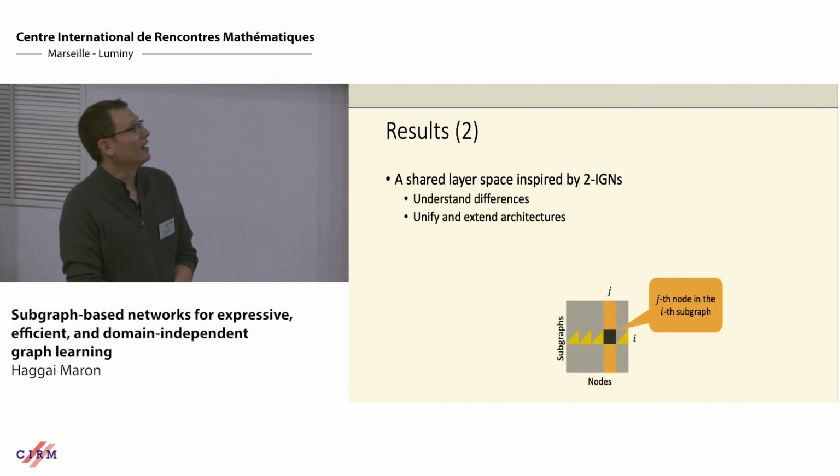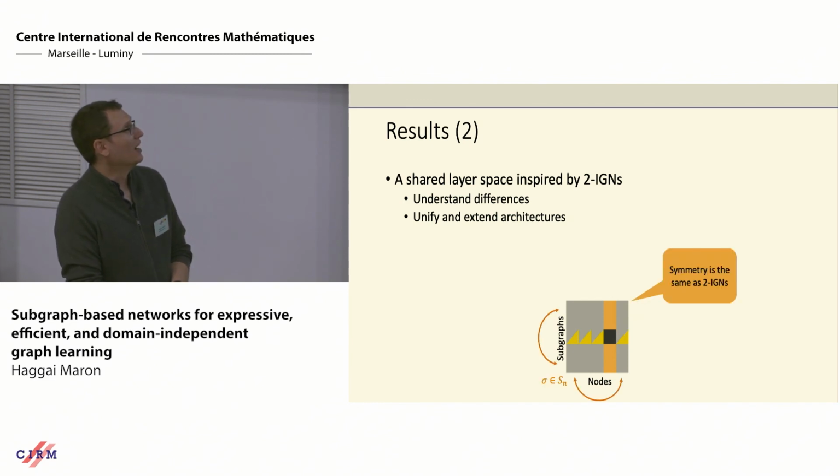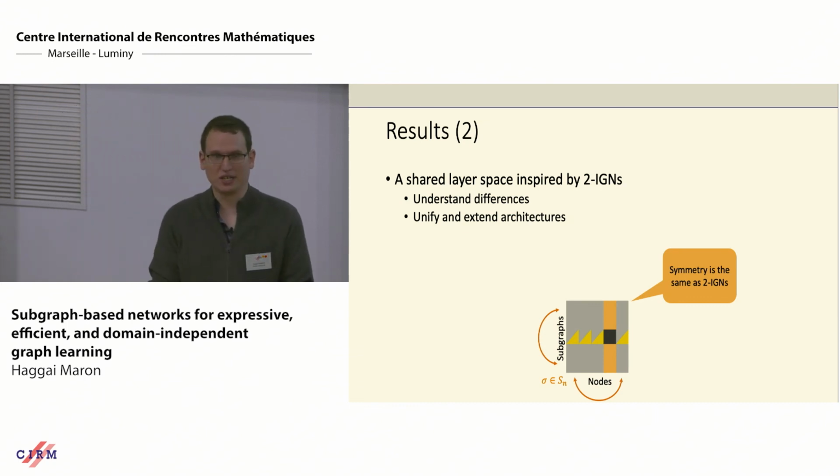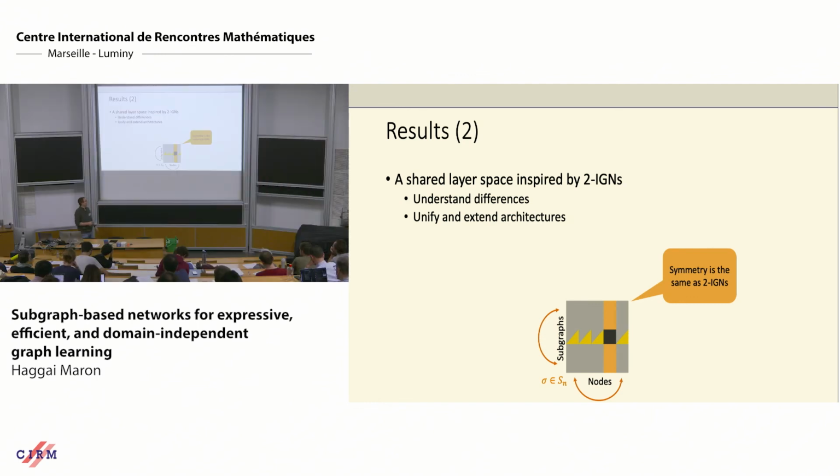Another thing that we show in this paper is that we can come up with a nice layer space for subgraph GNNs. So here we concentrate on the subgraph to nodes plane in this cubed tensor. And we realize that this has the same symmetry as 2 IGNs, because those two permutations are the same permutation. And then we take inspiration from the characterization of linear layers in that case, and come up with a very nice and natural, I think, space of layers.